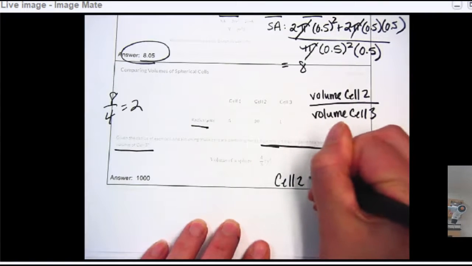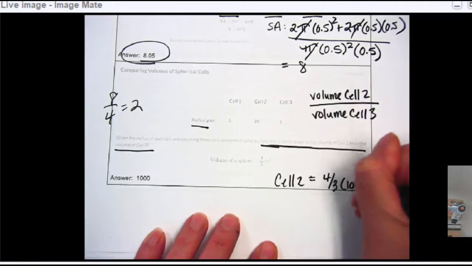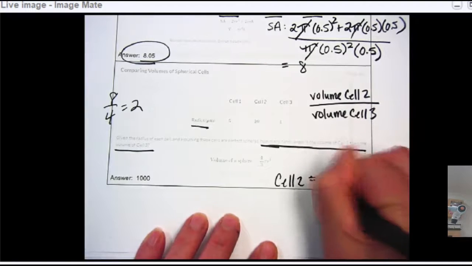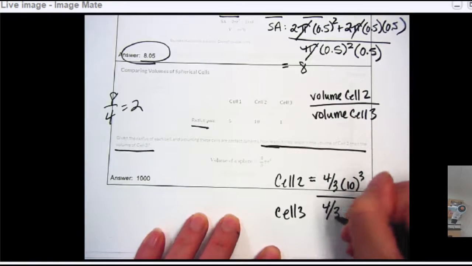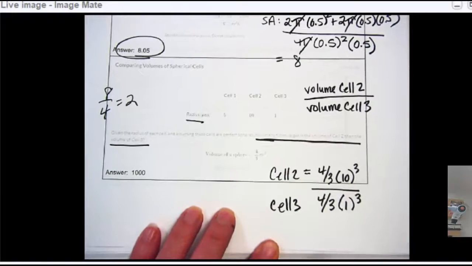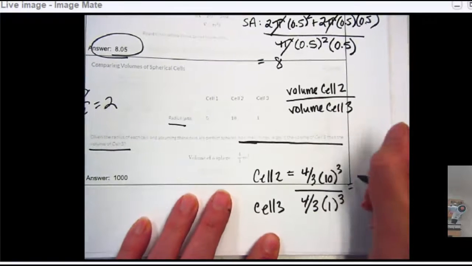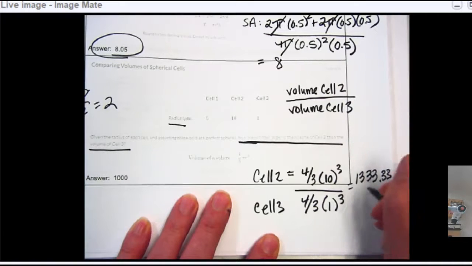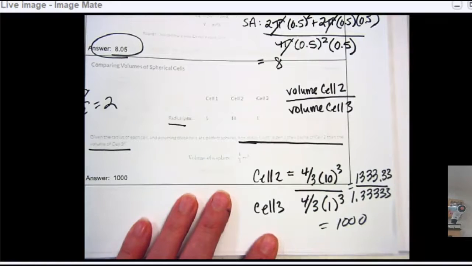Cell 2. I'm not going to put the pi's in because they would cancel out anyway. I set my equation up like that, and a 1,000 times larger volume.